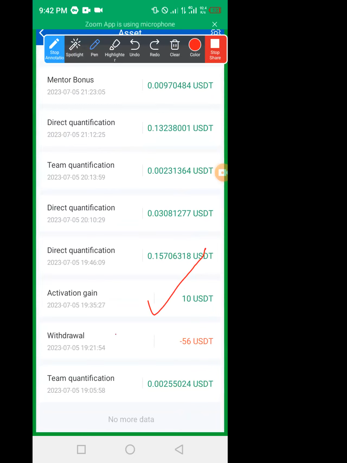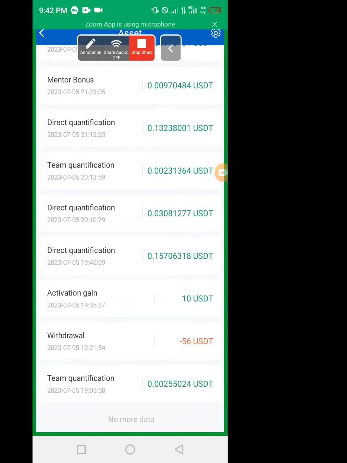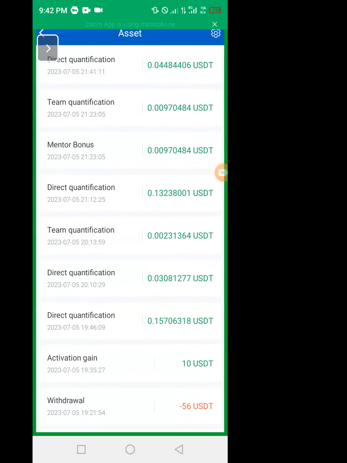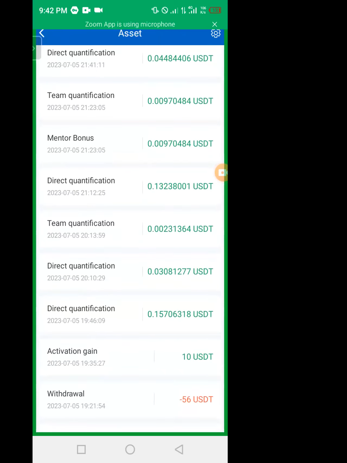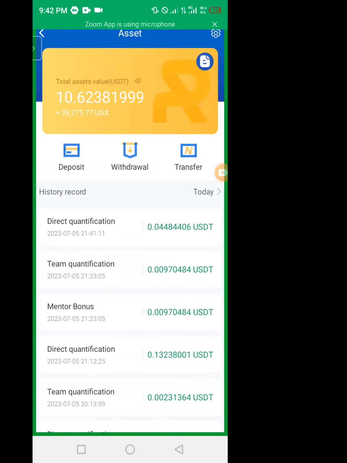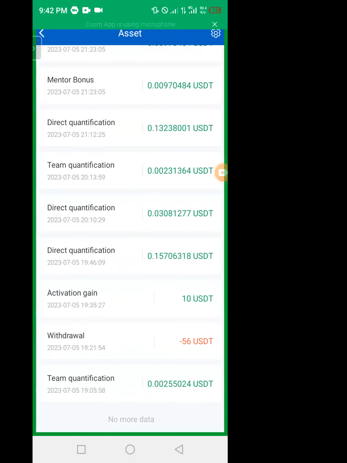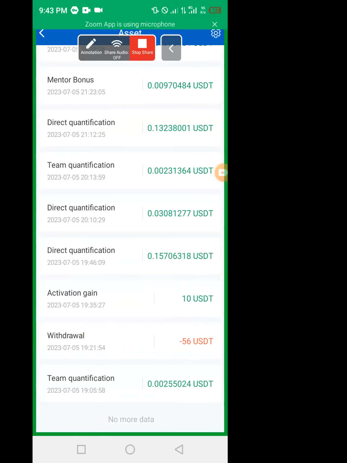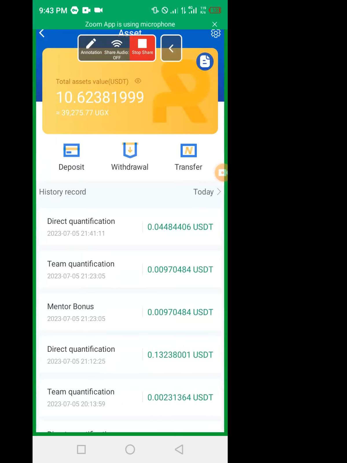At 19:21, I made a withdrawal of $56. As soon as I made a withdrawal of $56, I can see $10. I see 0.1, 0.03. Can you imagine? This business is interesting. I made a withdrawal at 7:21 p.m. of $56. Now I can see that in less than 6 hours, I already have $10.6.